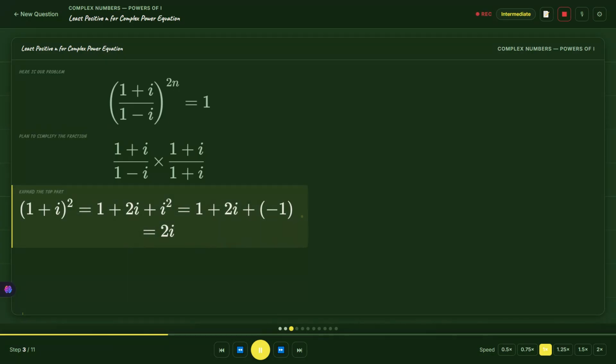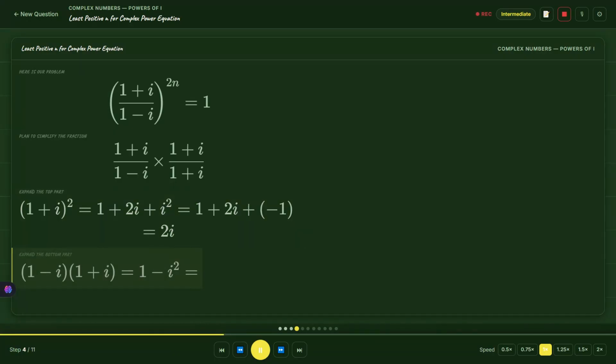Let's open up the top. 1 plus i times 1 plus i gives us 1 plus 2i plus i squared. And remember, i squared is negative 1. So we get 2i. Now the bottom. 1 minus i times 1 plus i is 1 minus i squared. That's 1 minus negative 1, which gives us 2.